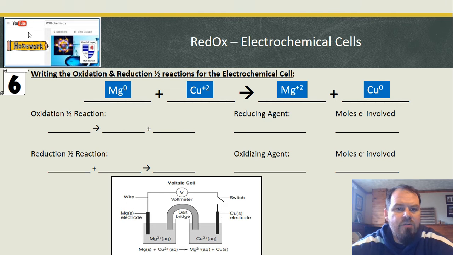And from there, I can do the reduction first. And I can see that going from 0 to +2 is going up, so Mg is not being reduced. Copper +2 going down to 0, there's my reduction. So I'm going to go ahead and fill that in first.